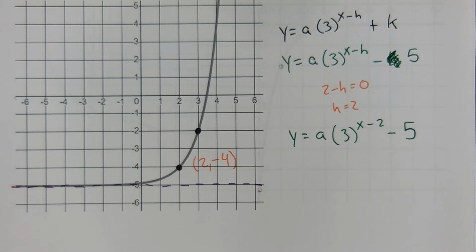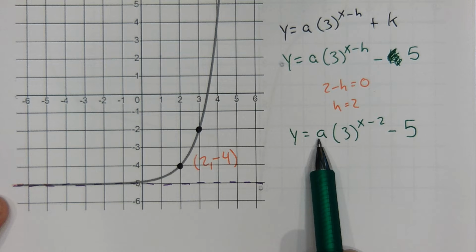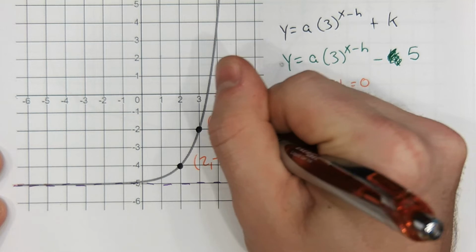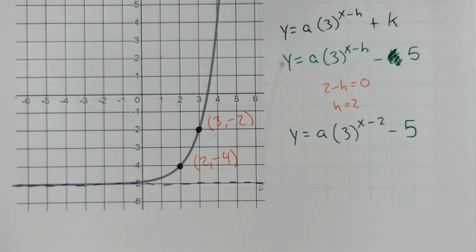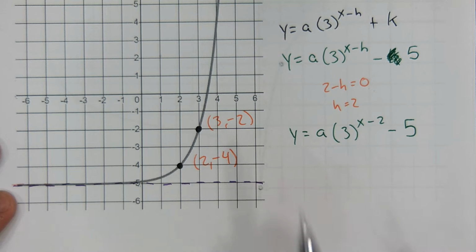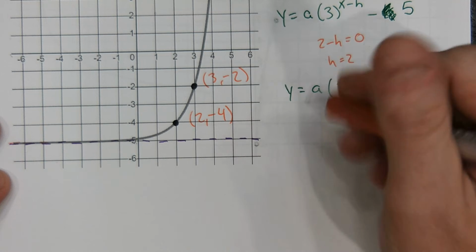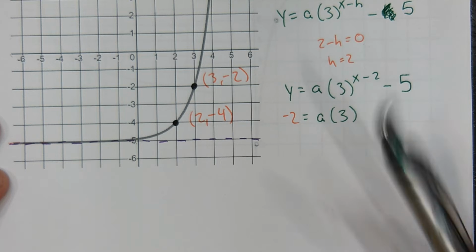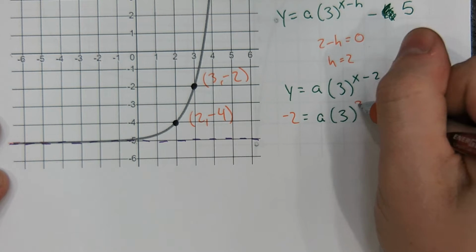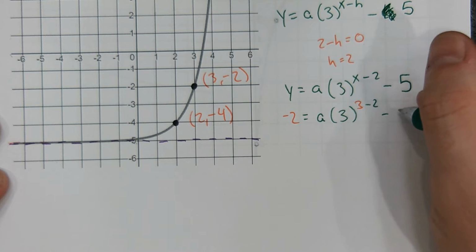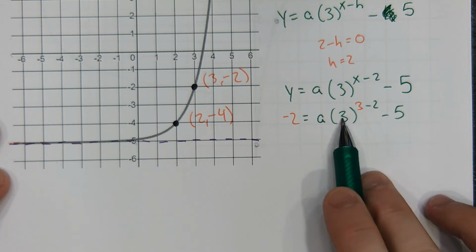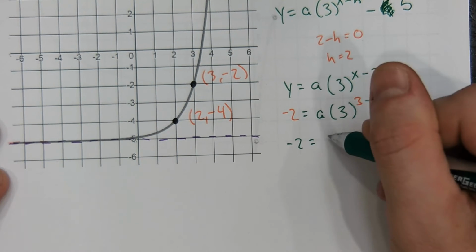At this point, you have a single unknown, a. Lucky for us, we have one more x comma y, 3 comma -2. We can take that x and y, drop it here and here, and that is going to allow us to solve for our missing a value. Let's go. y is -2. I have an unknown a. I have a 3 being raised to a 3 minus 2, minus 5. Well, 3 minus 2 is 1. So this is 3 to the 1, which is just 3.